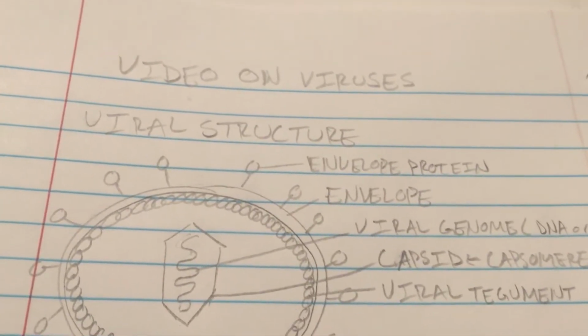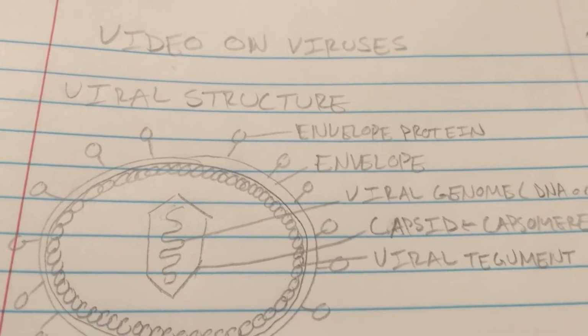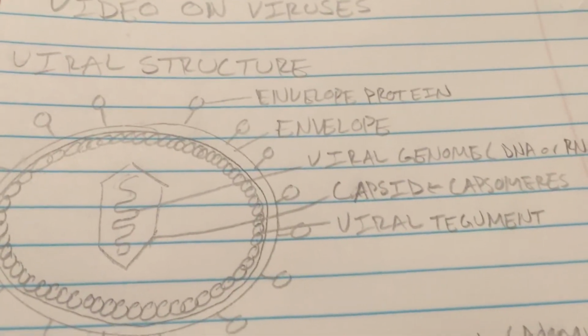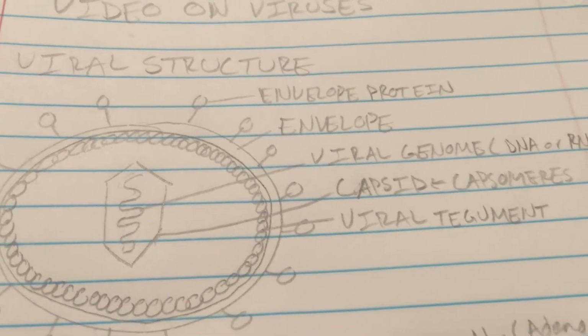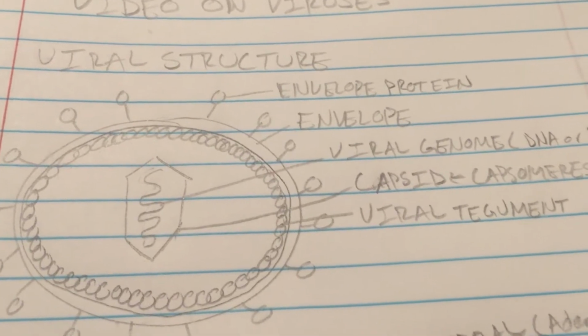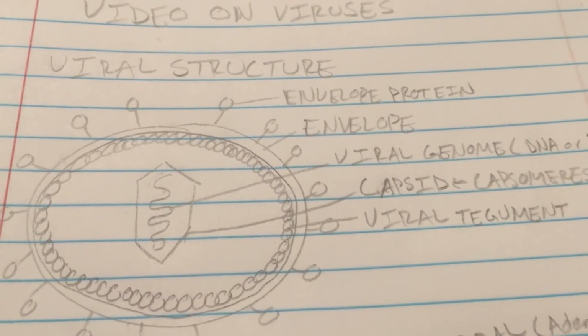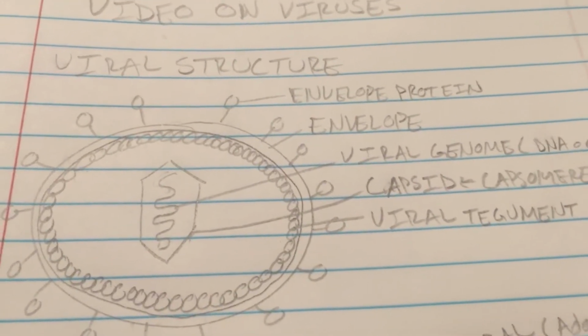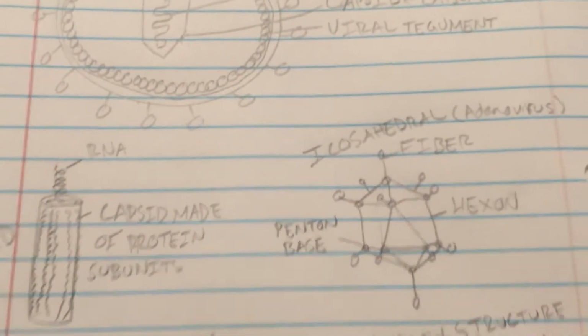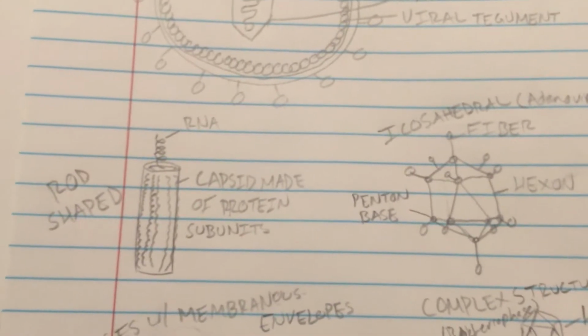The envelope proteins could attach themselves to a host cell, but depending on the cell, it may or may not attach. Some of the proteins are very specific to either a living organism or to an actual host cell. And so there are different shapes in viruses.